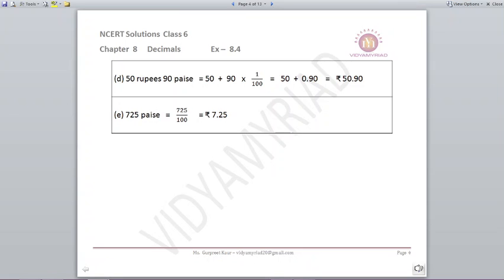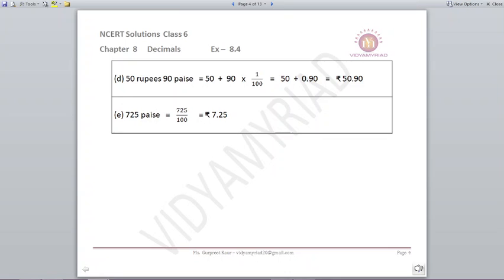D part, 50 rupees 90 paise. Now 50 rupees will remain as 50. We will put plus sign. 90 paise to convert it into rupees means 90 multiplied by 1 upon 100, which means 90 upon 100. So I will write it as 50 plus 0.90. So rupees are 50.90.